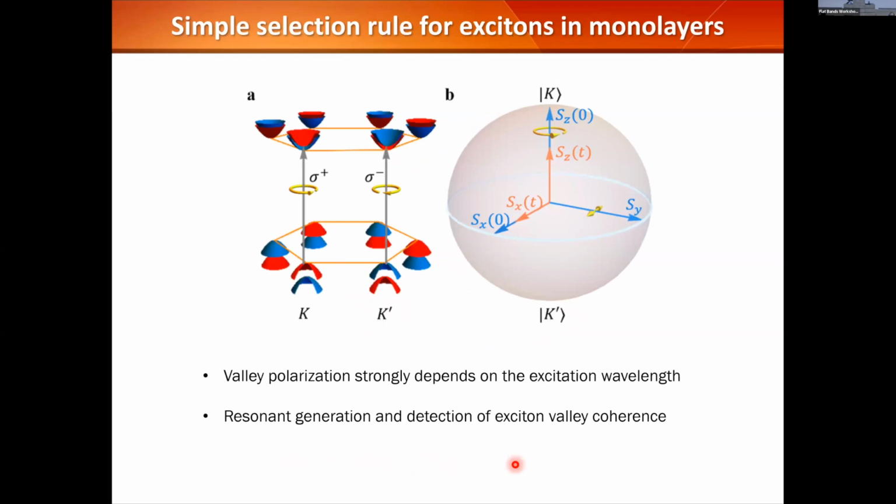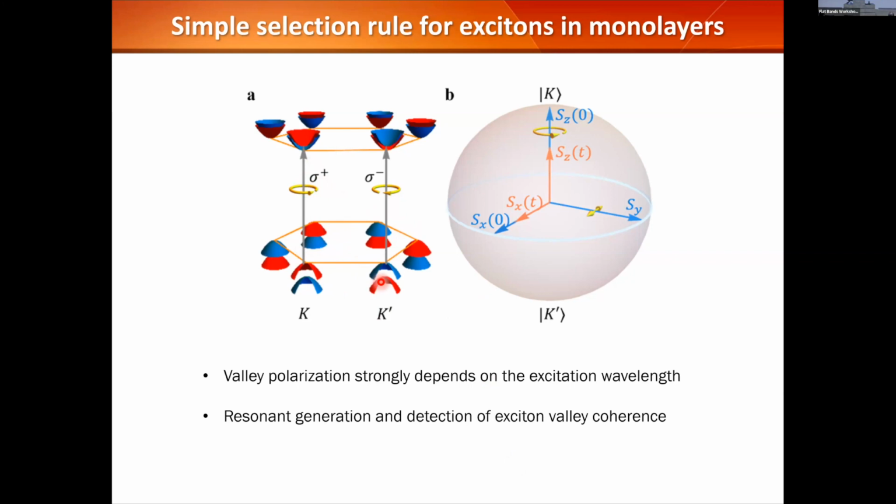Okay, so in the monolayers, the optical selection rule in these TMDs is rather simple. The excitons, electron-hole pairs, tend to form at the boundary of the Brillouin zone, at the K or K prime valley. And these 2 valleys are related to each other by time reversal symmetry. Therefore, they couple to sigma plus and sigma minus light selectively. And there was a lot of early work to study valley polarization and valley coherence in these materials.